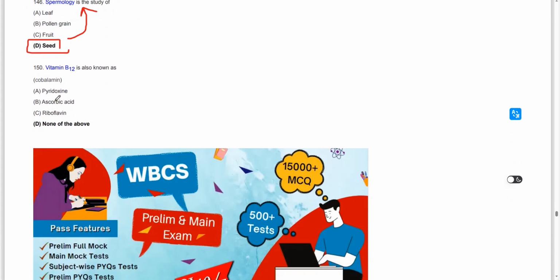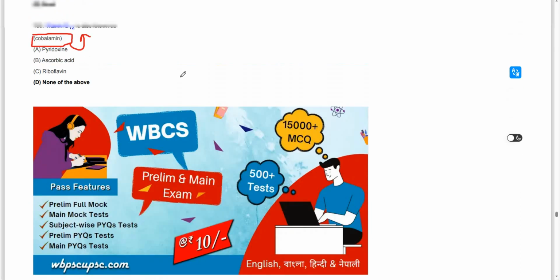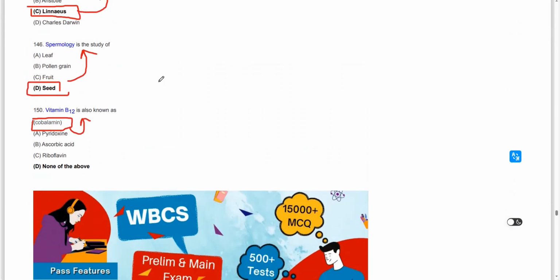Moving on, vitamin B12 is also known as cobalamin. Vitamin B12 is known as cobalamin.